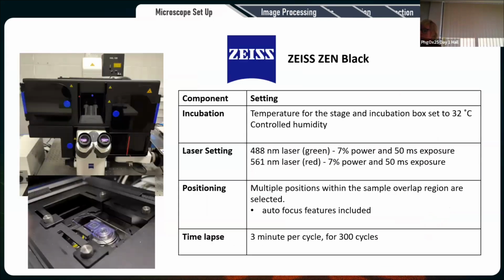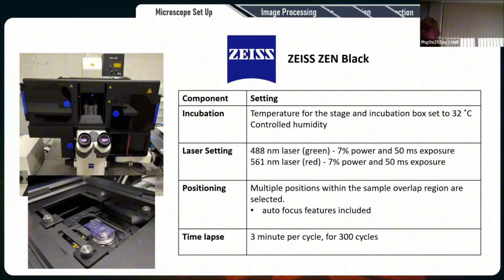Next is the microscope setup, for which we use Zen Black software. It's all very straightforward. We set the temperature for the incubation chamber at 32 degrees, so the cells are growing quite happily at that temperature. We use the red and green laser at power levels and exposure times that we have tested to see which exposure gives the best signal but doesn't damage the cells too much. For the time lapse, we are doing 300 cycles, so every 3 minutes an image is taken of the red and green fluorescence. It works out to be about 15 to 16 hours coverage.